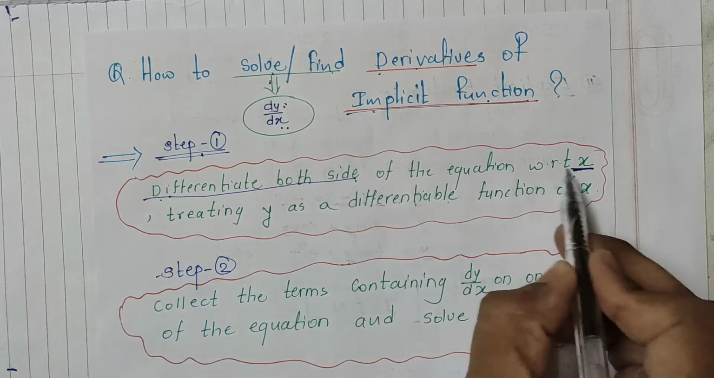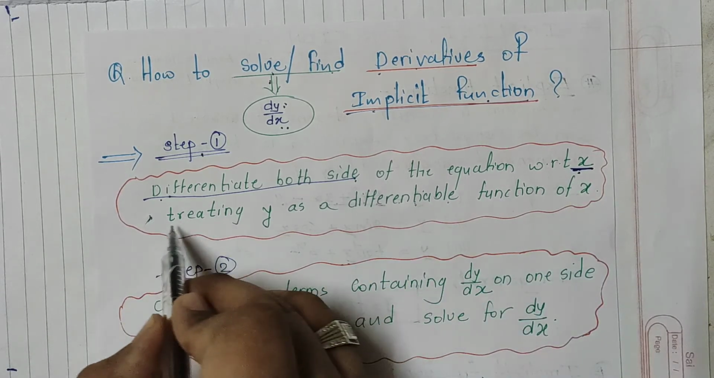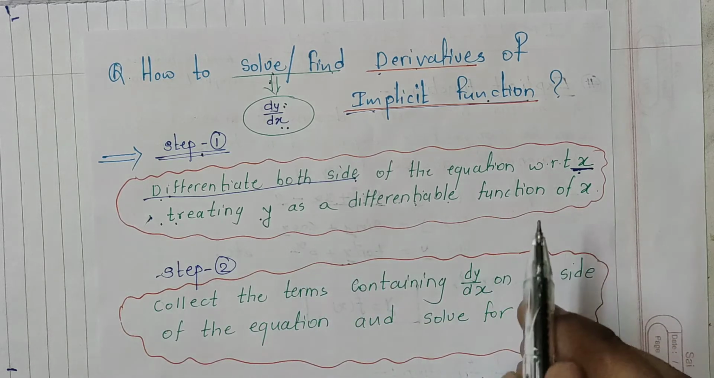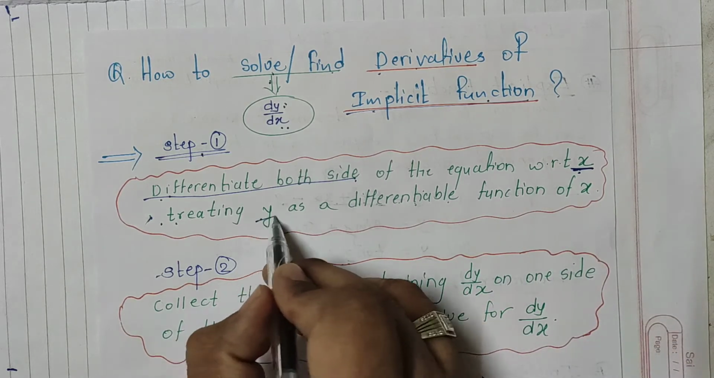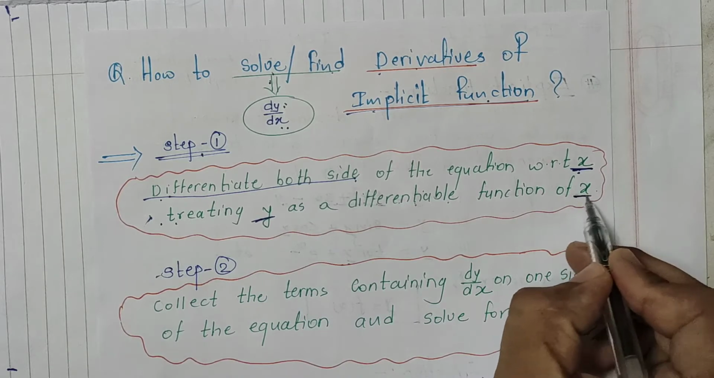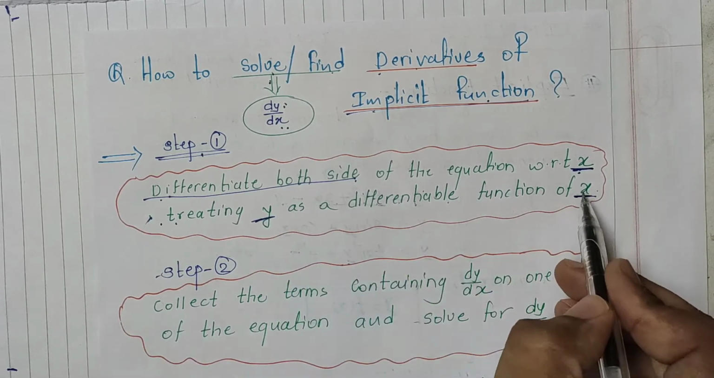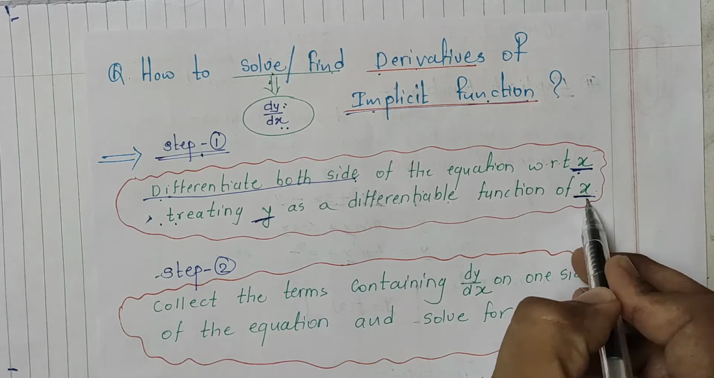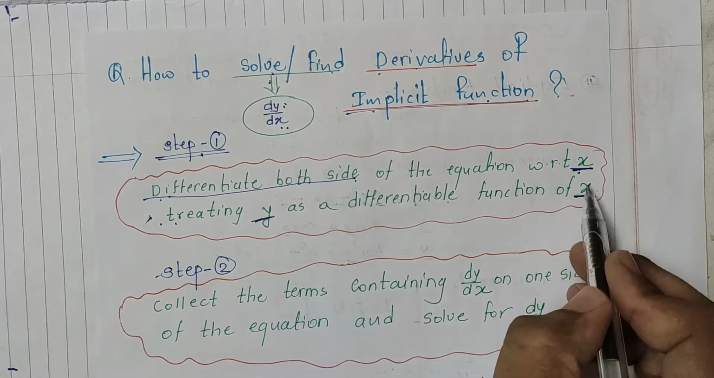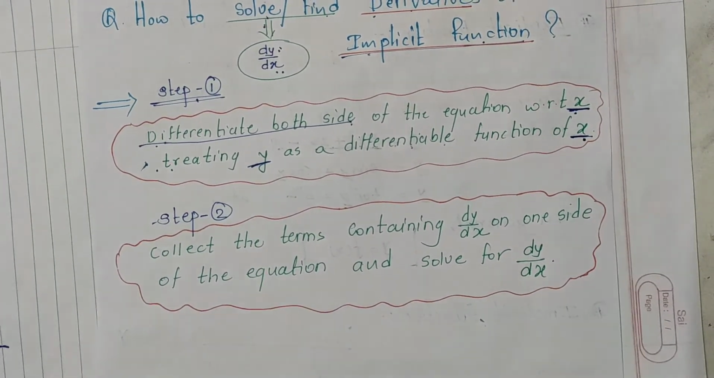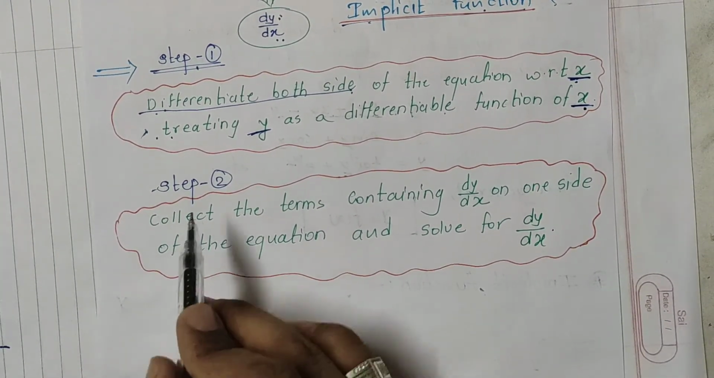Differentiate both sides with respect to x. Here one more line: treating y as a differentiable function of x, which means that we can find y derivative with respect to x. Okay, because y is a differentiable function of x. So this is step 1 complete. Then step 2. What is step 2?